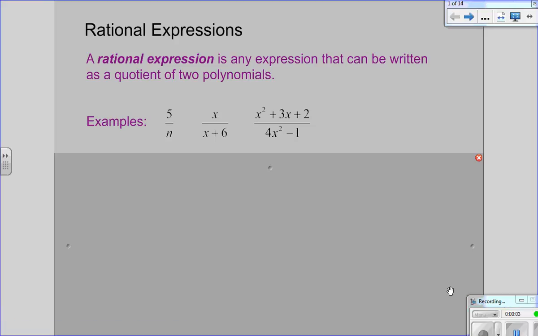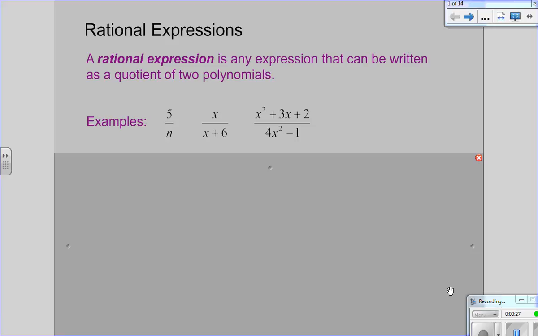A rational expression is any expression that can be written as a quotient of two polynomials. So let's look at three examples of rational expressions. They're listed as 5 over n, x over x plus 6, and x squared plus 3x plus 2 over 4x squared minus 1. What we see in all three of these examples is that they're algebraic fractions.